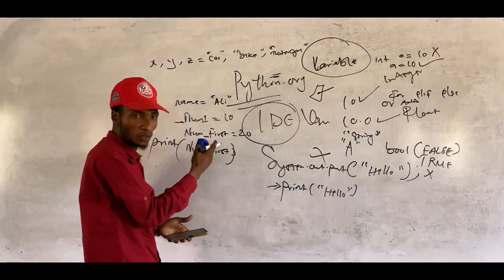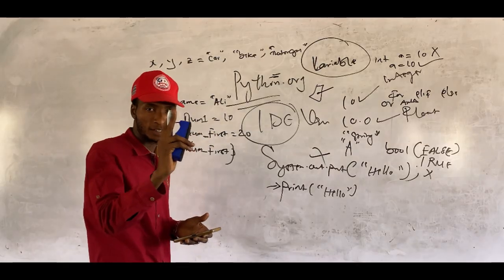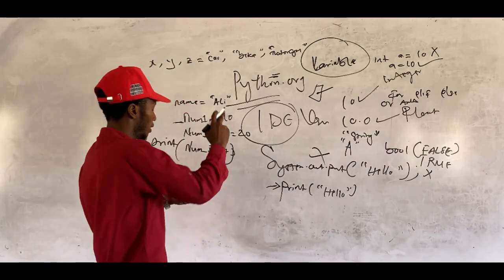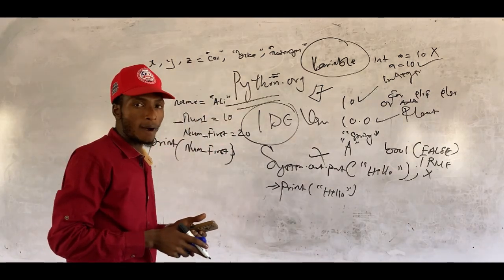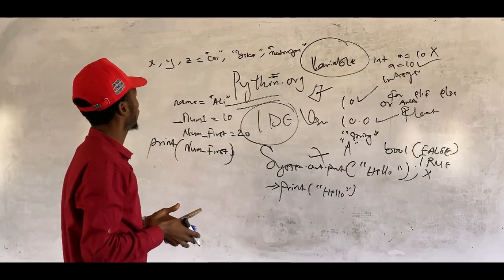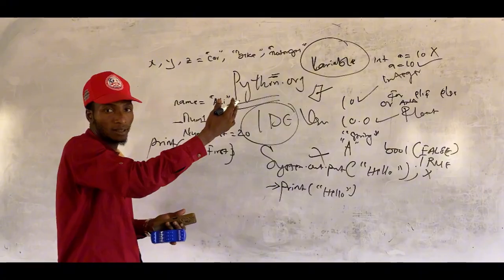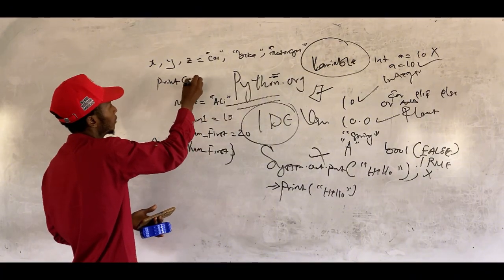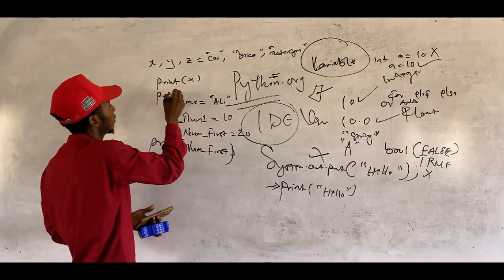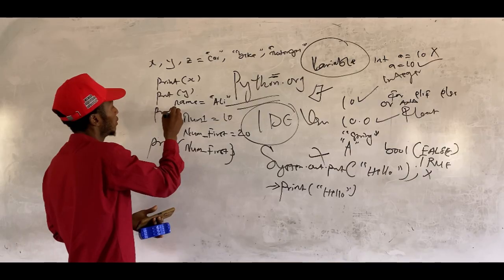Unlike this single declaration where we are just declaring a single value to one single variable, these are multiple values assigned to multiple variables. So you can print each and every one of these. You can print your x separately. You can print your y. You can print your z.